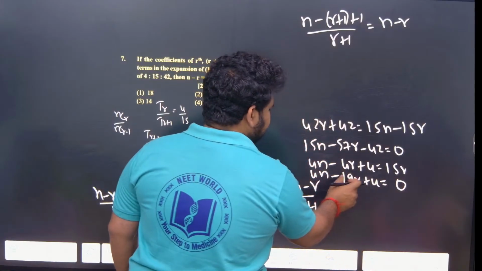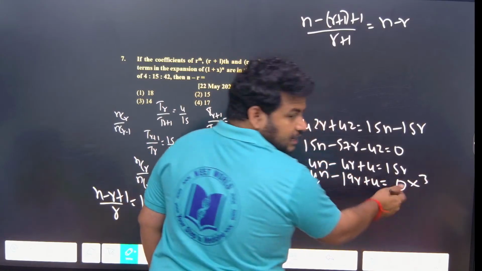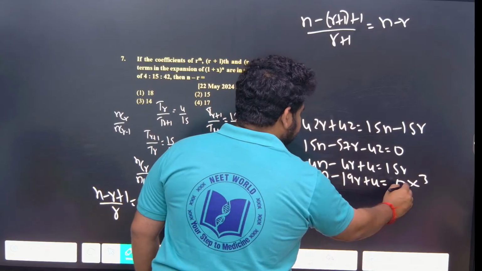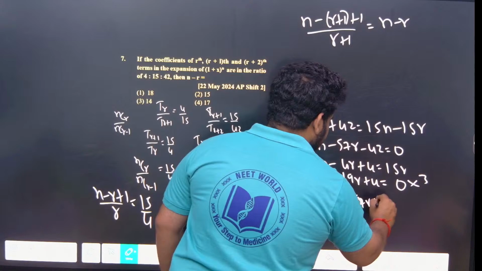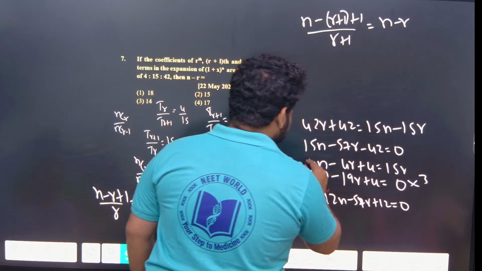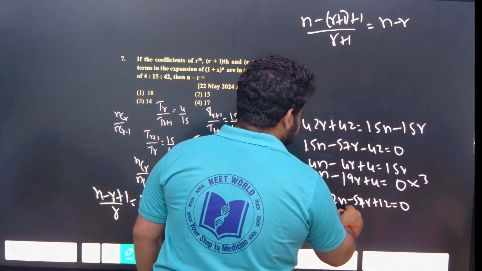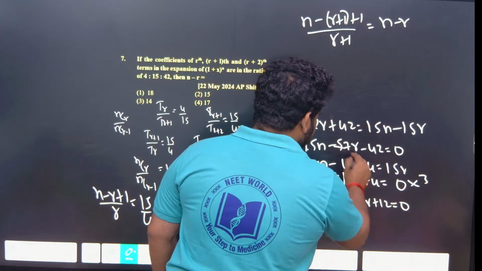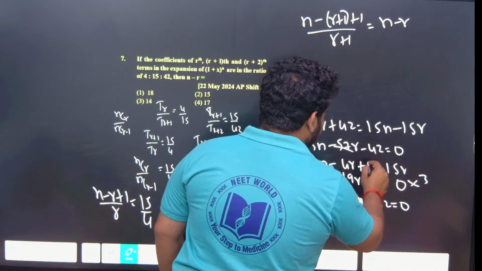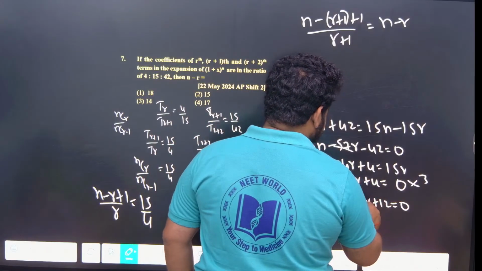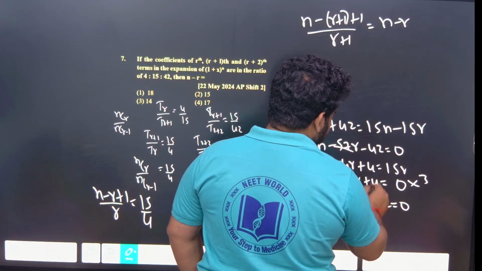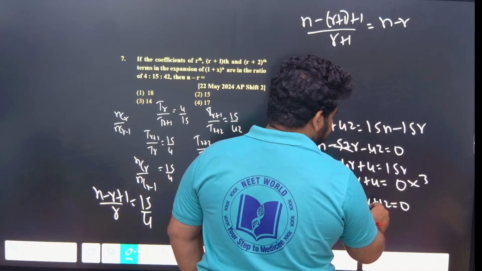So again for this I will multiply by 3. So this will be 12n minus 57r plus 12 is equal to 0. So this will be 15n, 12n, this will be minus. So this will cancel. Minus 42, minus 12.